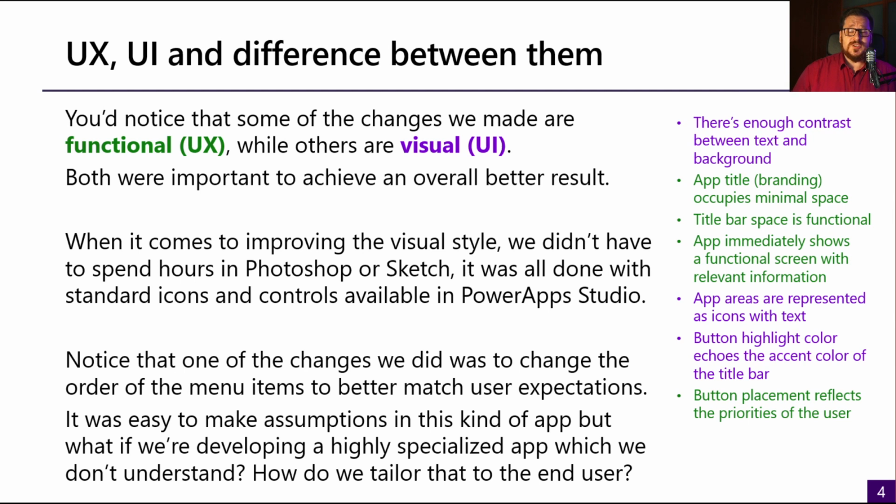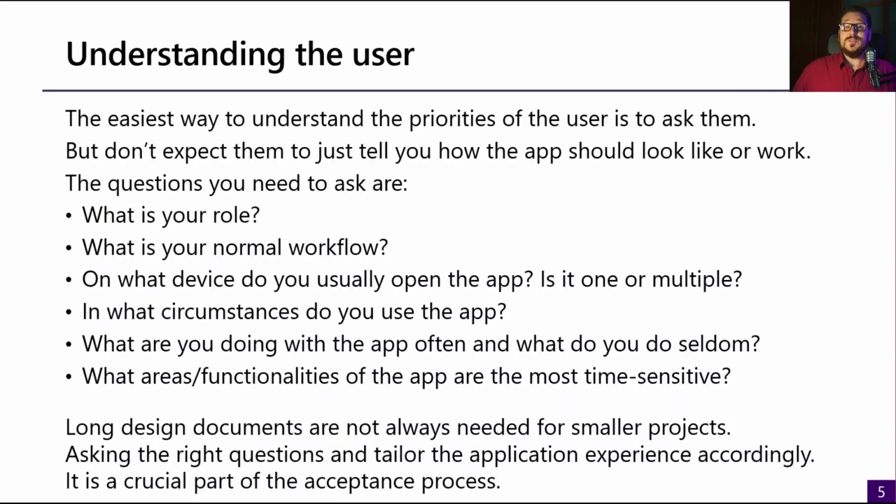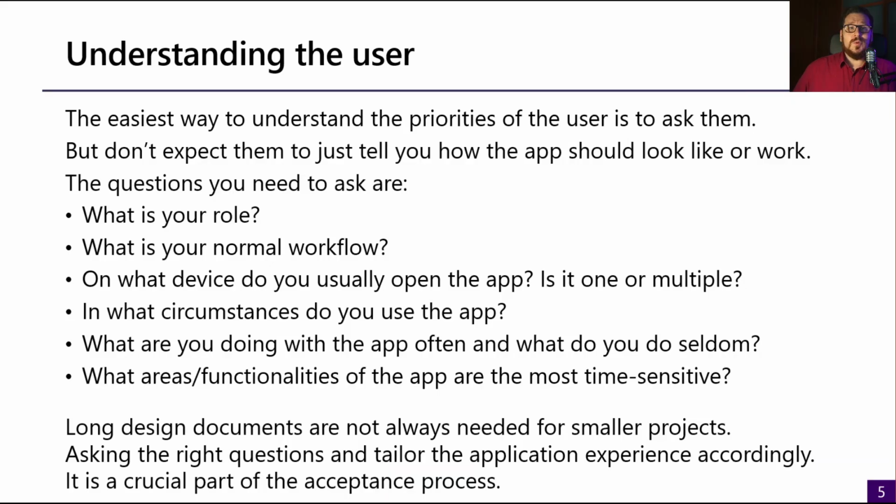But how do we actually know what the user needs? What if it's some kind of highly specialized app that we don't understand? How do we tailor it specifically to the user needs? Well, that's what the next chapter is all about. Understanding your user. There's a very easy way to understand the user. You can just talk to them. But of course, don't expect them to just tell you how the app should look or should work.